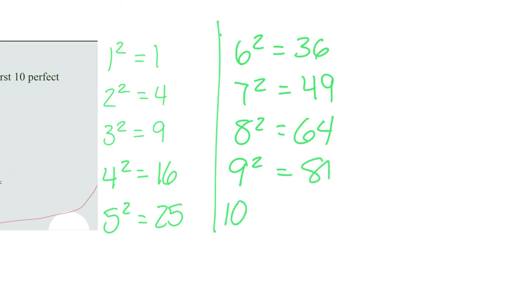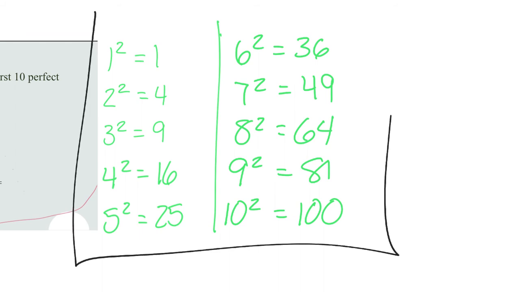And then the last perfect square for our first 10. There's an infinity amount of perfect squares, but we'll stop after the first 10. 10 times 10 gives me 100. So these numbers are our first 10 perfect squares. Notice there's no decimals, no fractions, or anything listed in those.